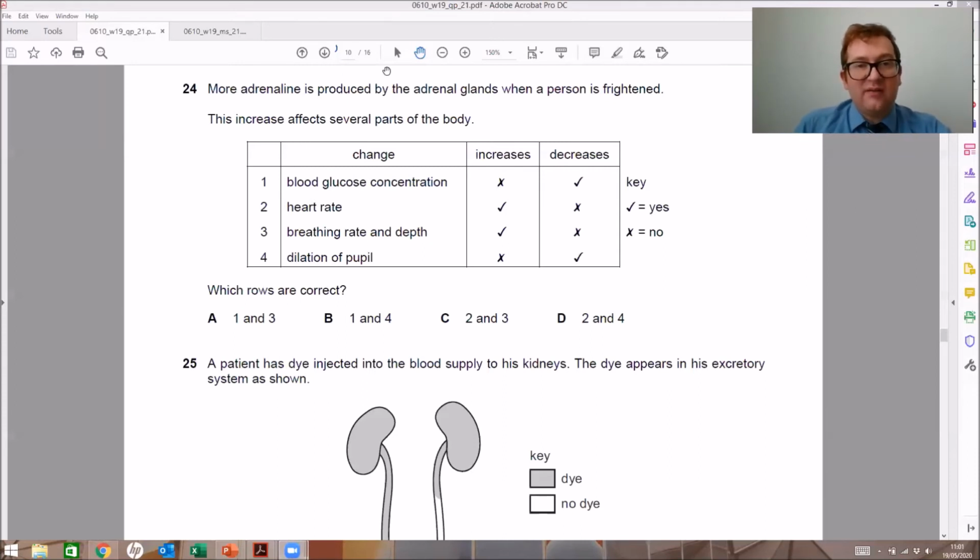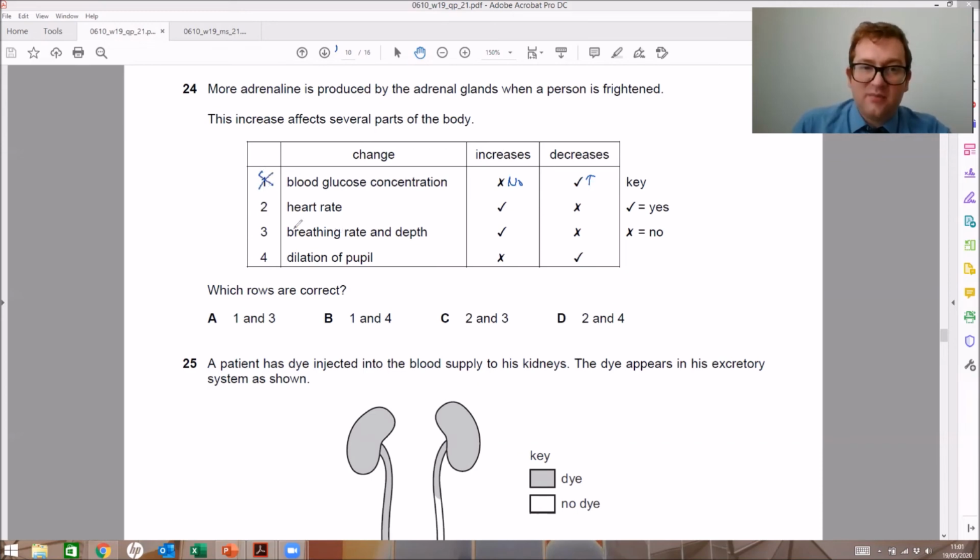So option 1, it says blood glucose concentration increases. This indicates no, it does not. And this says yes, it does decrease. Now, this statement is incorrect. As mentioned at the start, the blood glucose concentration does increase. It does not decrease. So 1 is a false statement.